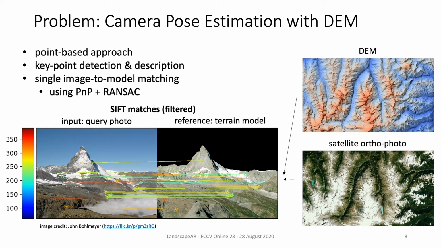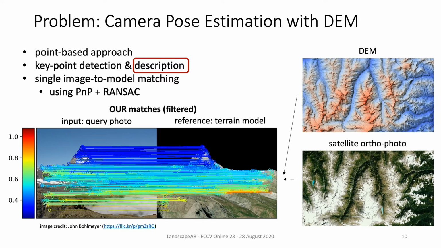Traditionally, camera pose can be found using the family of perspective-n-point algorithms given accurate correspondences between the image and the 3D model. Accurate correspondences can be automatically retrieved using descriptor matching. However, traditional descriptors like SIFT have difficulties retrieving correct correspondences in our cross-domain scenario. This is due to the significant differences in appearance between the photograph and the rendered terrain model.